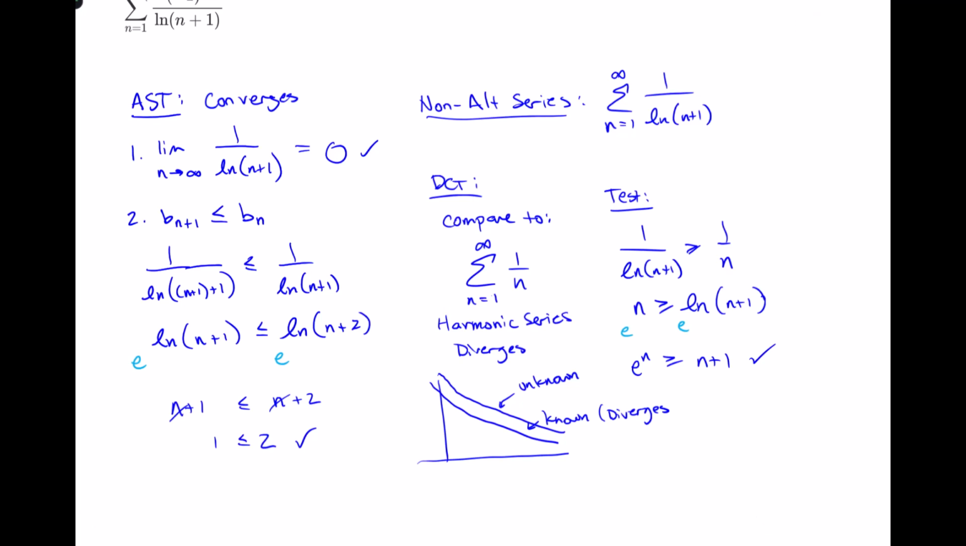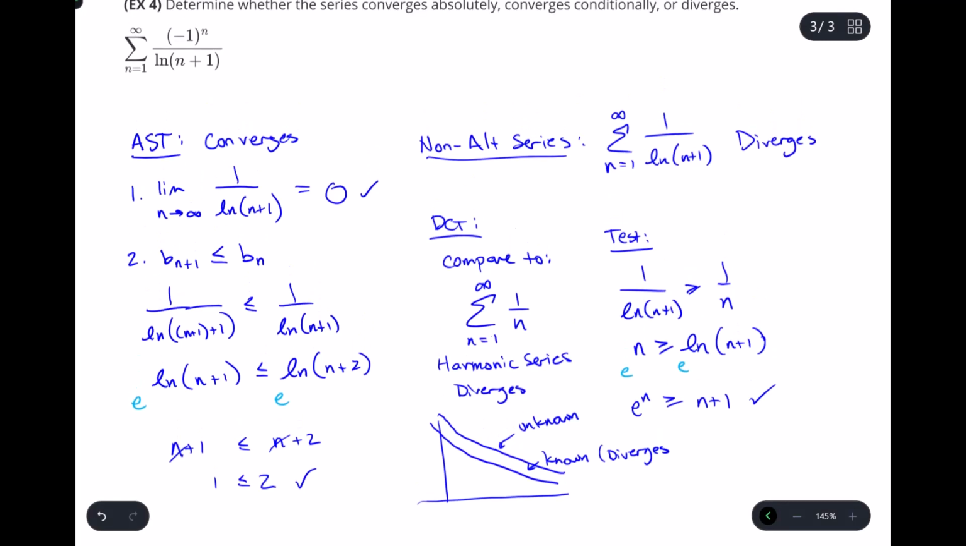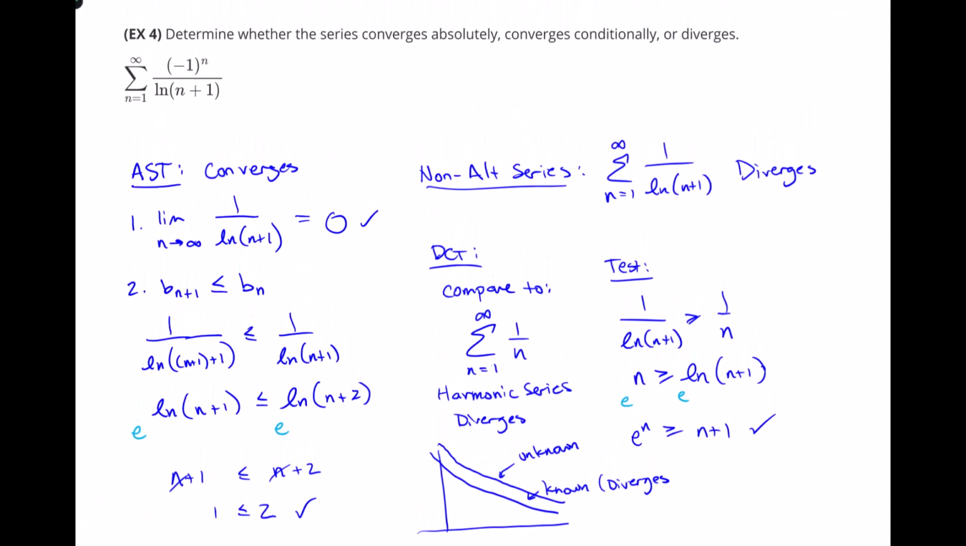All right, so since that works, that means that the non-alternating series and 1 over n do the same thing, so it diverges. And since the non-alternating series diverges, but the alternating series converges, that tells me that this series is also conditionally convergent.